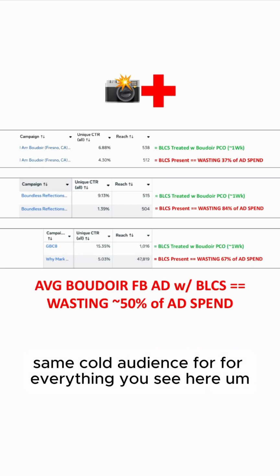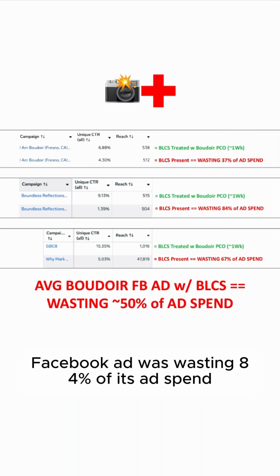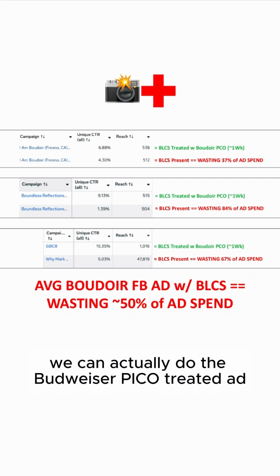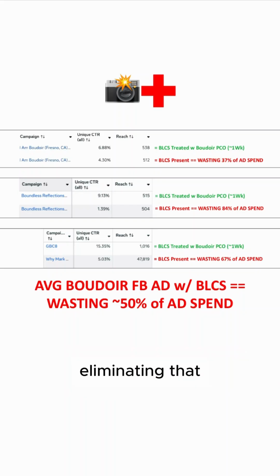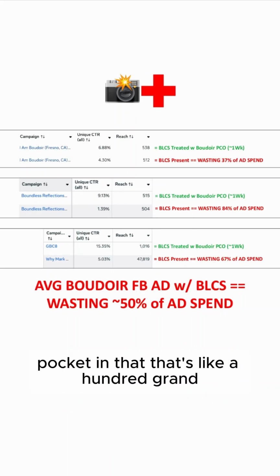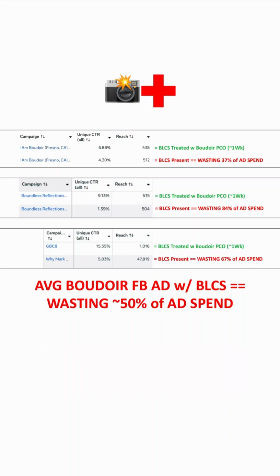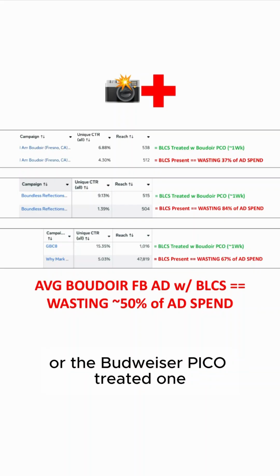It's the same city, same cold audience for everything you see here. And so we found out the original Boudoir Facebook ad was wasting 84% of its ad spend. Basically, the original Boudoir Facebook ad spent 10 grand a month. Instead of doing that, we can actually do the Boudoir Pico treated ad spending only 1,600 bucks a month. So what are we doing here? Eliminating that 8,400 bucks a month of wasted ad spend, pocketing that. That's like 100 grand, a 100K bonus that we found by not wasting that money and spending 1,600 bucks a month with the new Boudoir Pico treated ad.